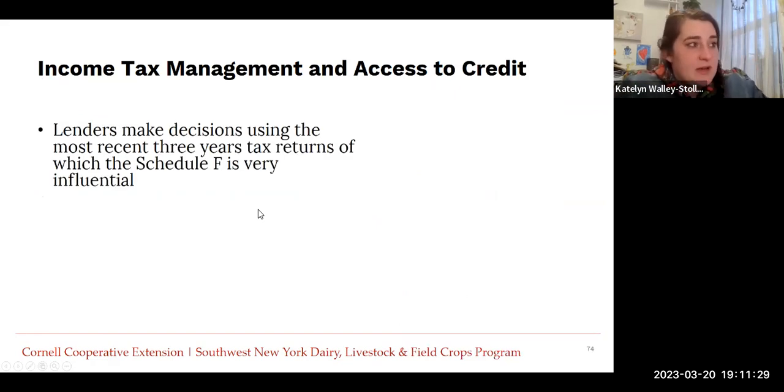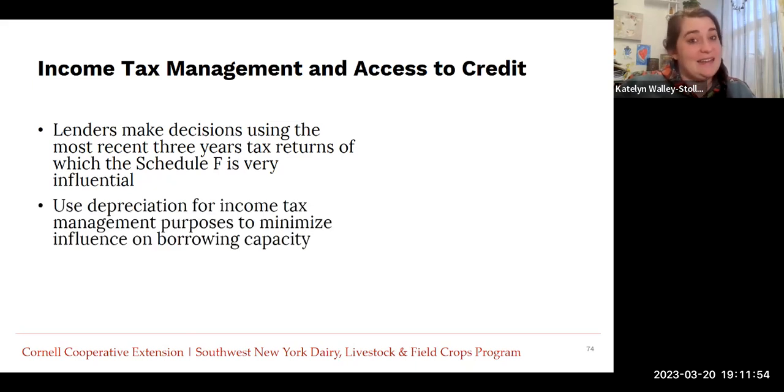Remember what I said, the Schedule F is a way for you to legitimize your farm business. If you ever get to a spot where you want to take out a loan for your farm business, take out a business loan, lenders will usually require 3 years of tax returns to look at your Schedule F. If you have avoided paying taxes and have filed a loss for all 3 years, they're going to look at that business and say, this isn't a very good business.